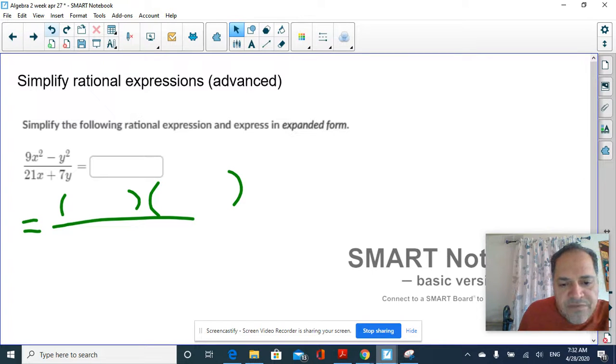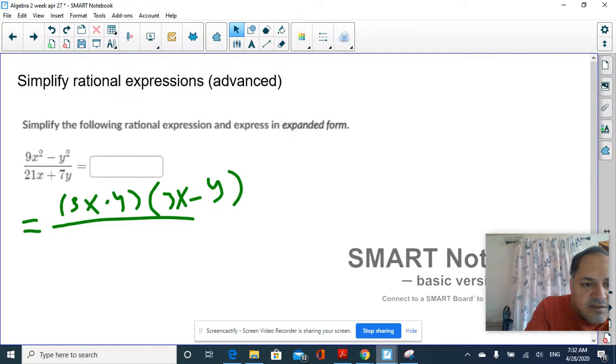What's the factor of 9x squared? What are the two factors? Yes, 3x and 3x. What's the factor of y squared? y and y, with minus and plus. The bottom, we have what? The greatest common factor, which is 7. We can take out 7, so we have 3y plus what?